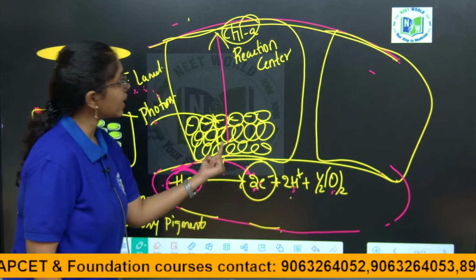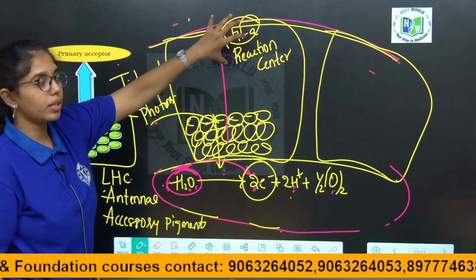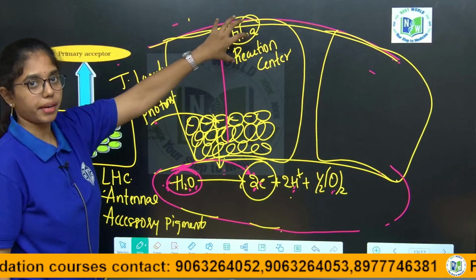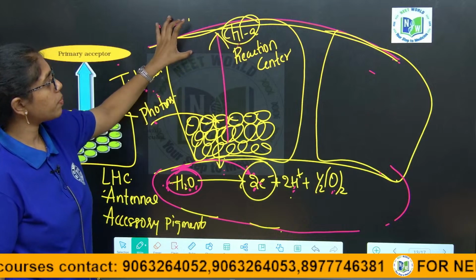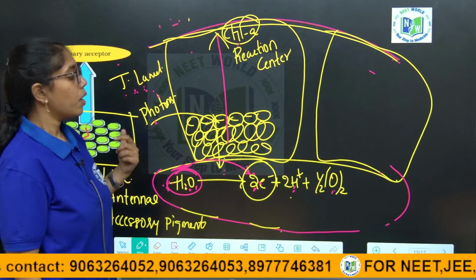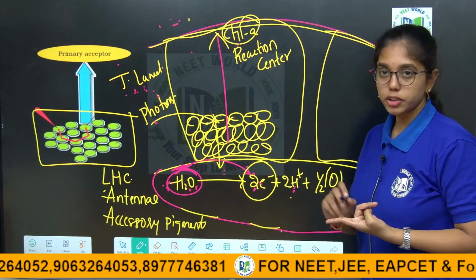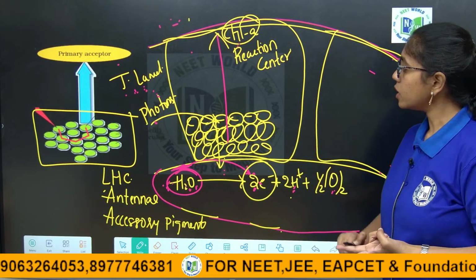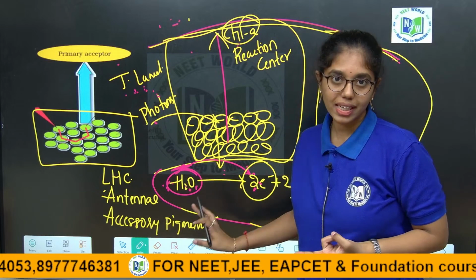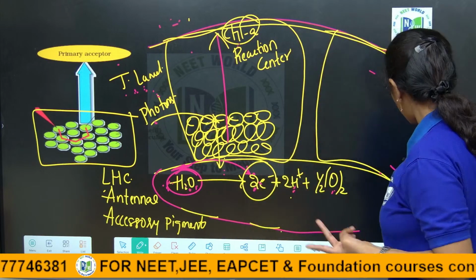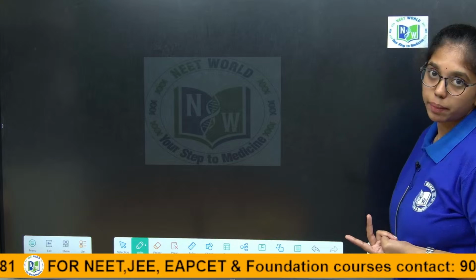These electrons get excited and are submitted to the reaction center, that is chlorophyll A, which is present in the thylakoid lamellae. Once it is submitted, you understood 2 steps, no? Absorption of light in the form of photons, and second, photolysis of the water molecule inside the thylakoid lumen. Now, third step, how ATP and NADPH are formed.